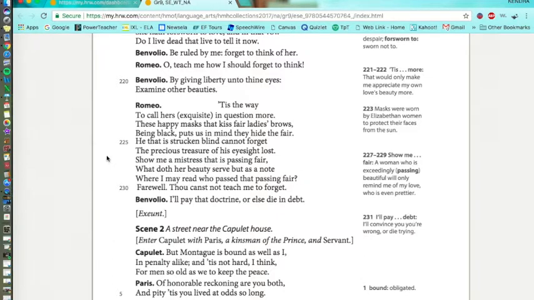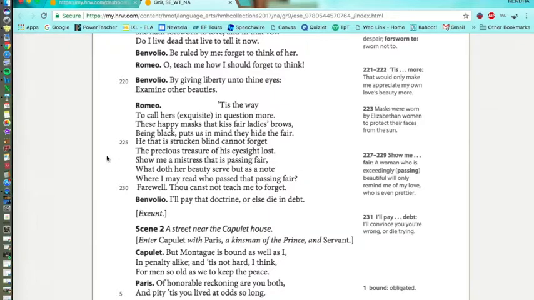Romeo says, 'tis the way to call hers exquisite in question more. These happy masks that kiss fair ladies' brows, being black puts us in mind they hide the fair. He that is struck and blind cannot forget the precious treasure of his eyesight lost. Show me a mistress that is passing fair. What doth her beauty serve but as a note where I may read who passed that passing fair? Farewell, thou canst not teach me to forget.